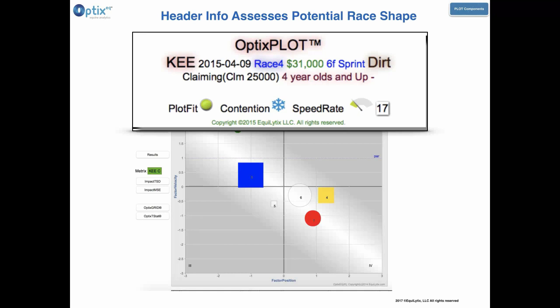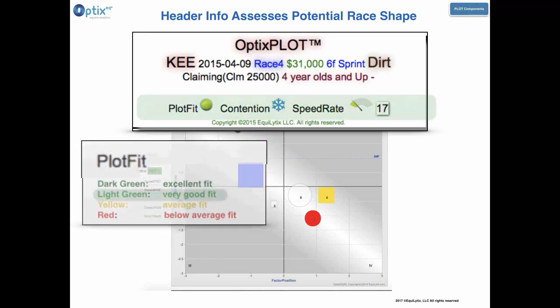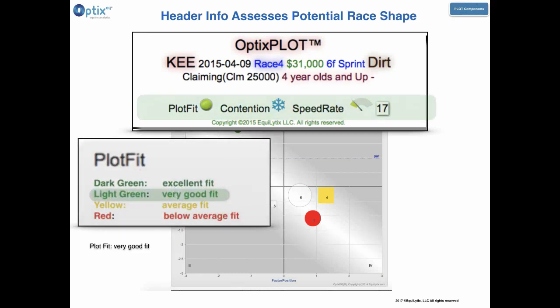This is where we use plot fit, one of our parameters. The plot fit essentially tells you whether the race is a good fit or not. If you want to understand the pace of this race and it's a dark or light green, the race might be more predictable, versus a yellow or red. When it's red, it's almost unpredictable.